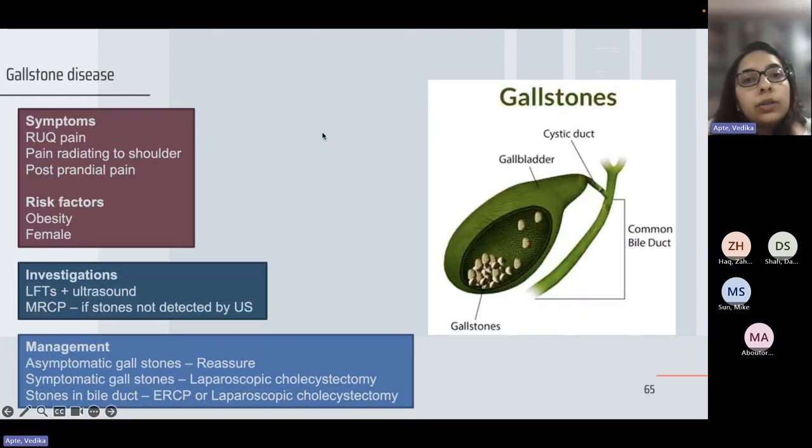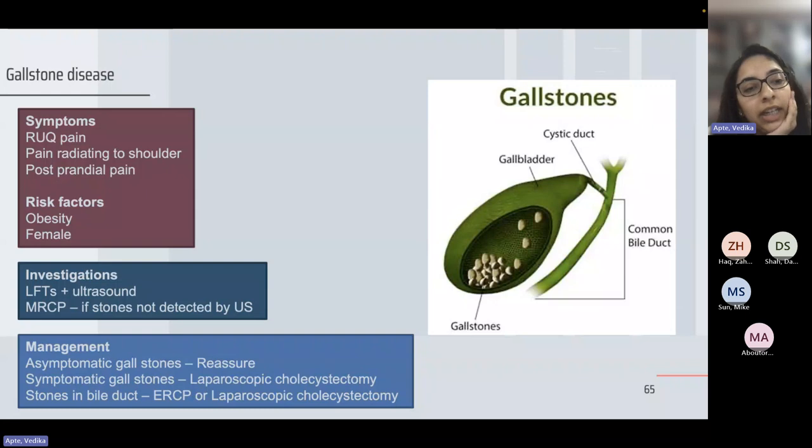Okay, so gallstone disease. Symptoms tend to be right upper quadrant pain, typically radiating to the shoulder, and postprandial pain as well. So pain after eating meals, particularly fatty meals. You may see that in the SBA stem as well. And that should indicate gallstone disease or some form of biliary colic as well. And some risk factors include obesity and the female gender as well.